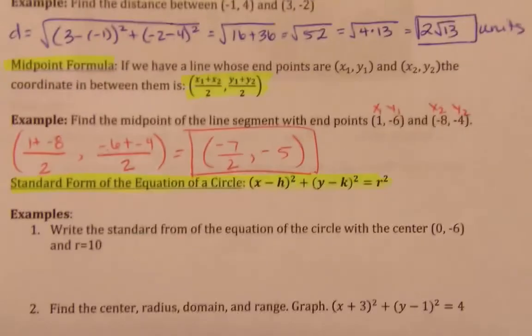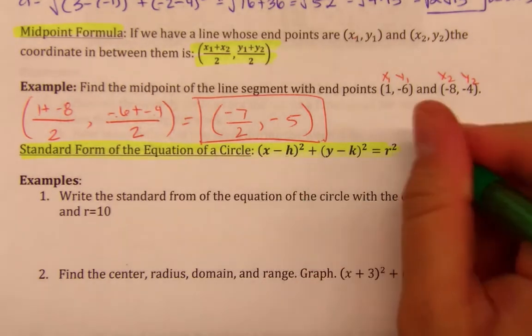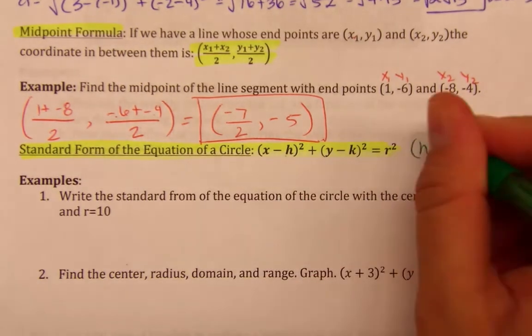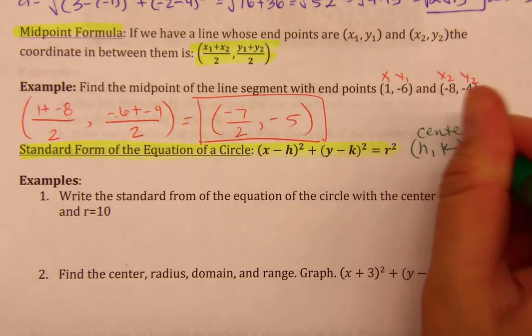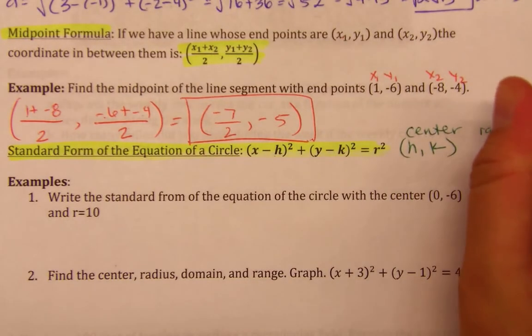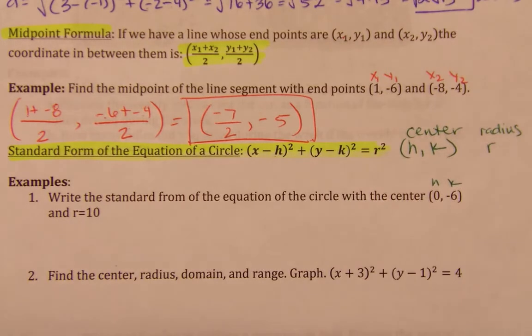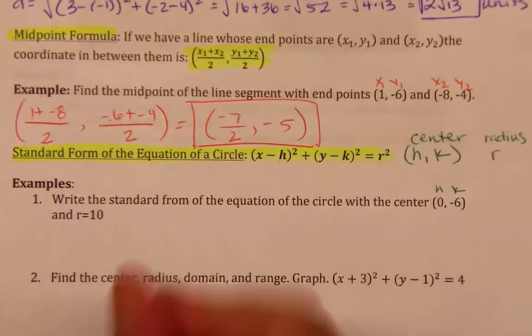Okay. Now we have the formula for the standard form of the equation of a circle. And we have our h and our k. And that's going to be our center. And then r is our radius. Okay. So we have an example here. It says write the standard form of the equation of a circle with hk, our center, 0, negative 6, and a radius of 10. So really all we're doing is plugging in here.